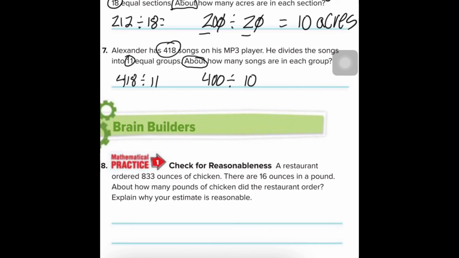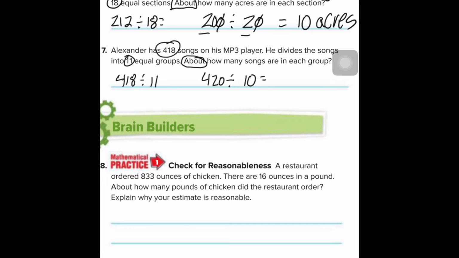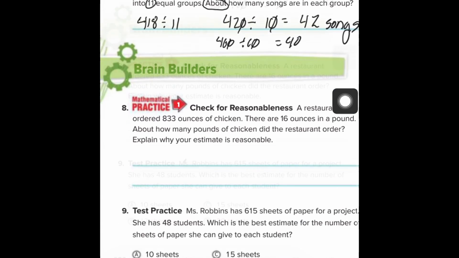But the book has something different. They want you to get as close as you can. So they actually go to that, 420, because that gives you a more precise answer. And we're just going to roll with it because the book has it like that. So cross off a 0. 42 divided by 1 is 42 songs. Okay? But if you still worked it out and did 400 divided by 10 and showed me that your estimating was correct, I would accept it as well. But I'm just letting you know that the book has this one because it's a little more precise.